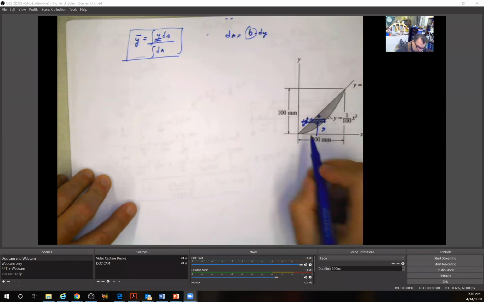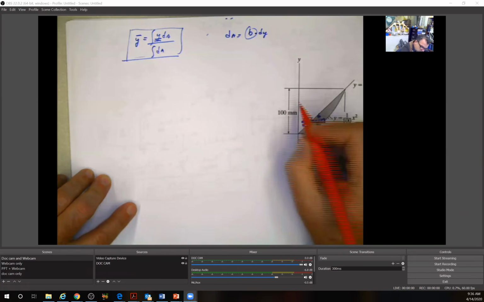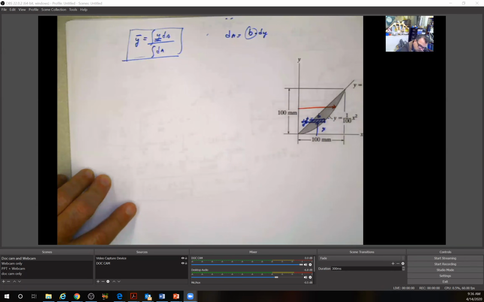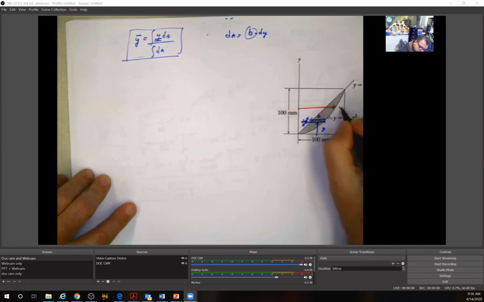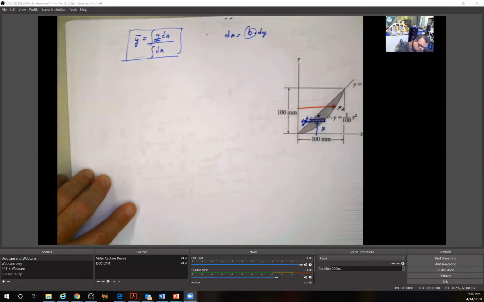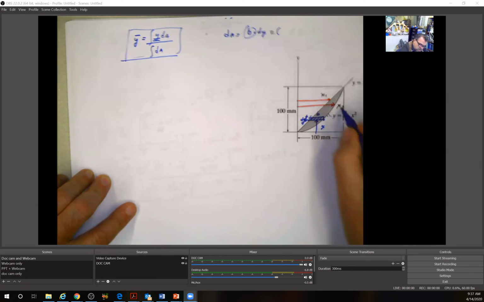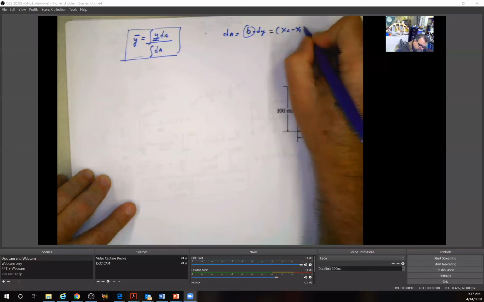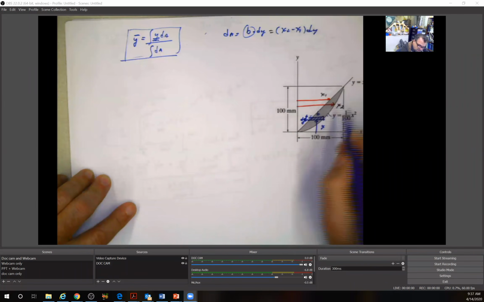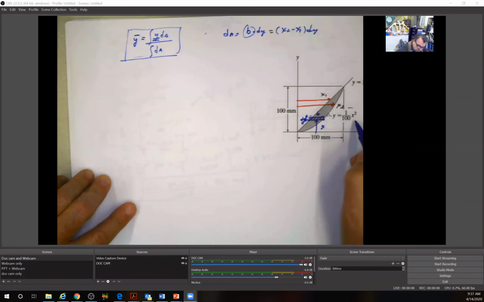Now that small b, if you look closely, is going to be this distance, which is the value for x. If I call this equation 2, that will be x2, minus the value for this distance, which if I call this equation 1, is going to be x1. So my b distance is going to be equal to x2 minus x1, times dy. What is x2? X2 is whatever value I have here. So I have to solve for that.